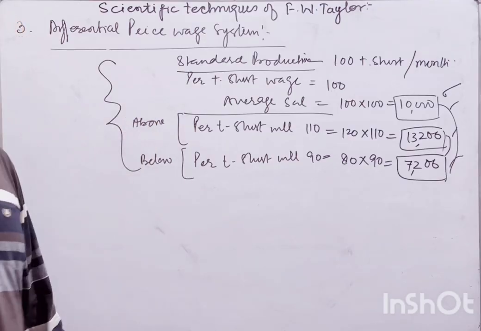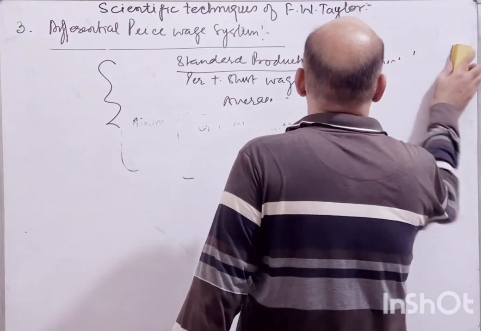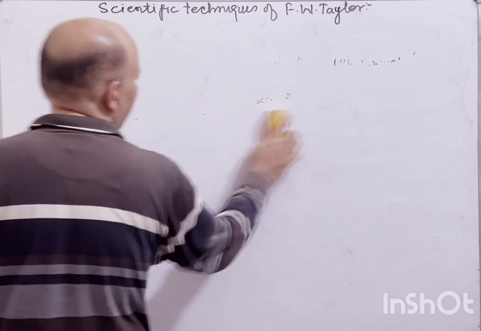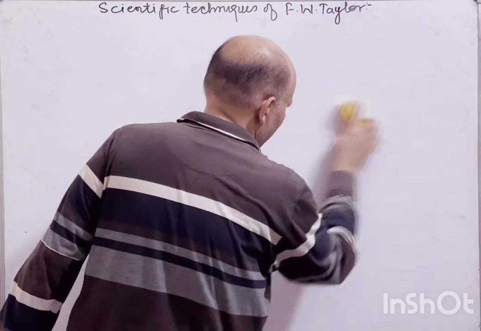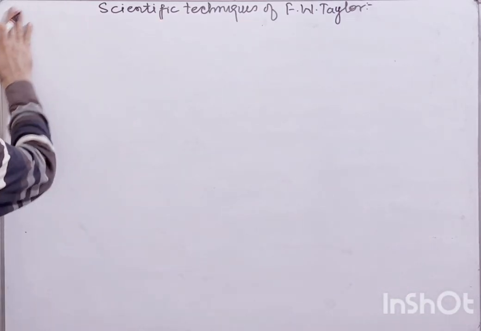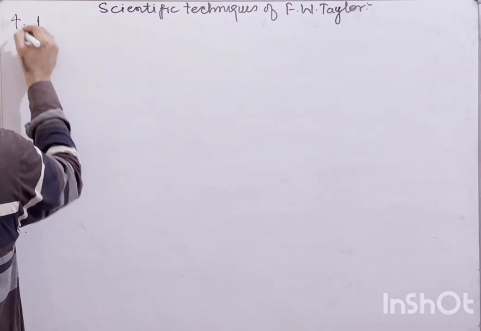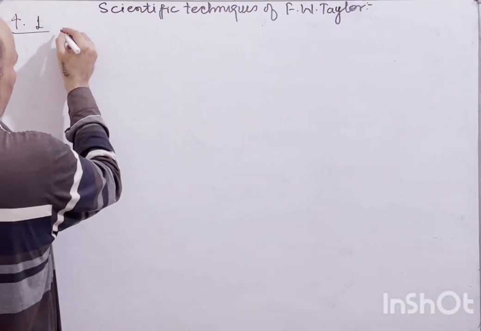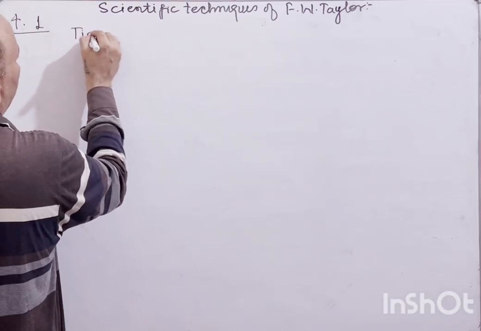I hope this is clear now, because in the book the explanation is not given in this way. Now comes the different kind of study which has been done by Mr. Taylor in Bethlehem Steel Company and the other organizations he has worked with and experimented, right? So in the fourth part, the first study is time study.